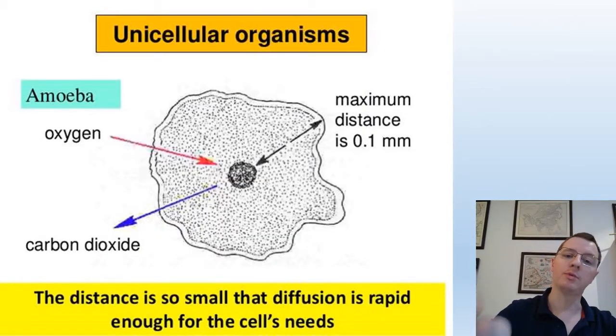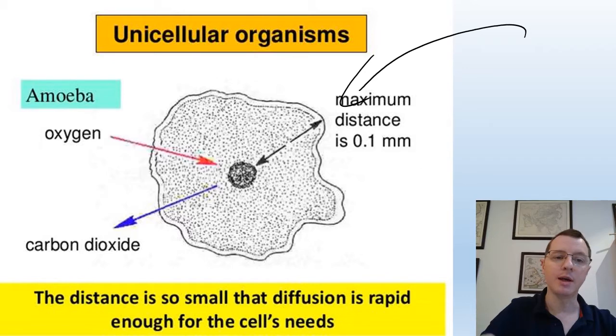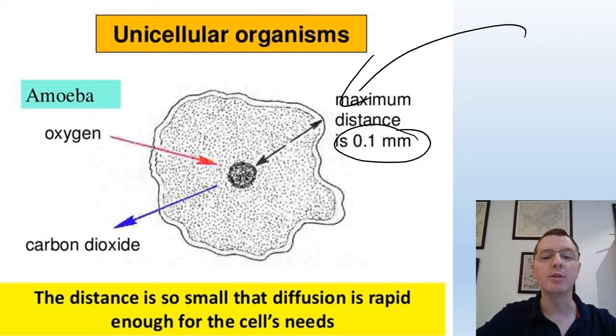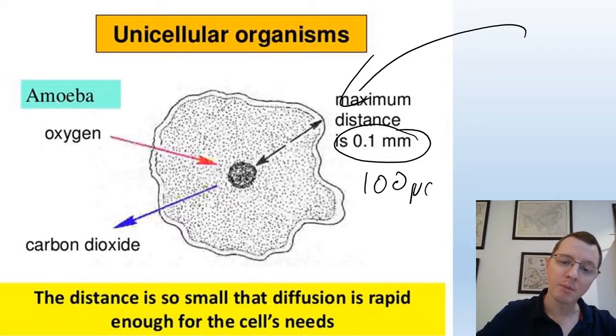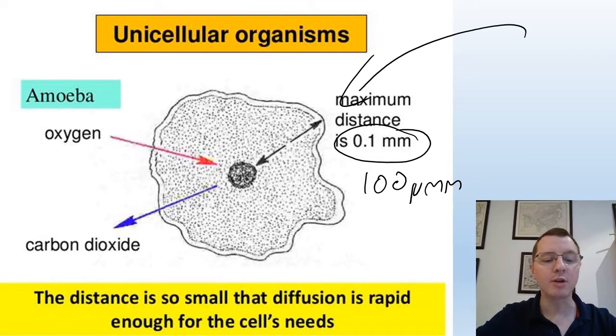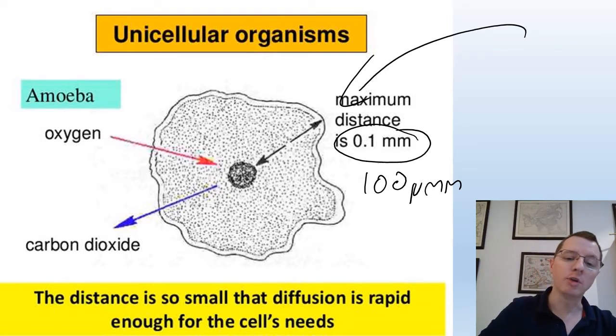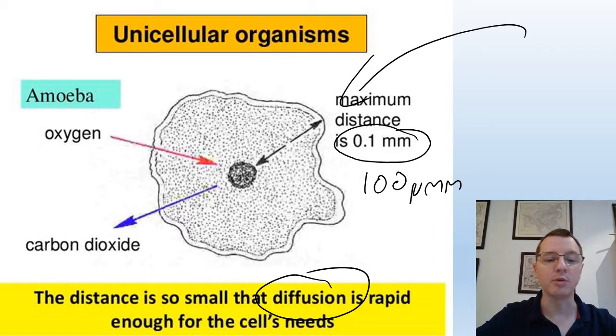So if we have a look at this particular small organism here, it's an amoeba. That means it's a protocyst and it can exist as a single cell. In this case, the single cell has a radius of about 0.1 millimeters or 100 micrometers. And that's an incredibly small distance. So this particular unicellular organism can obtain all its needs, all its nutrients, glucose, oxygen from the environment by using only simple diffusion. It's rapid enough for all the cell's needs.